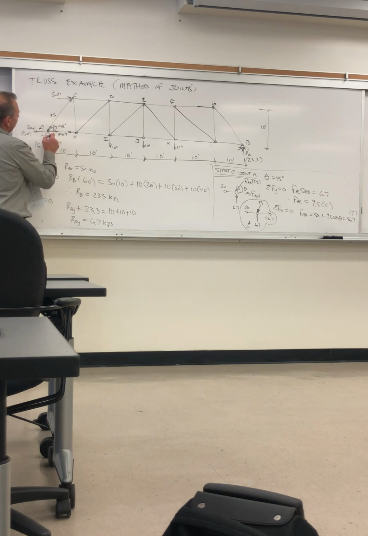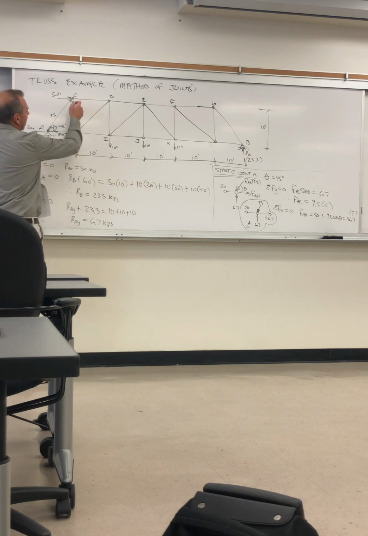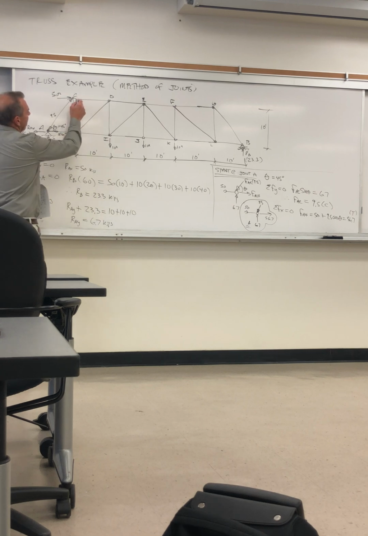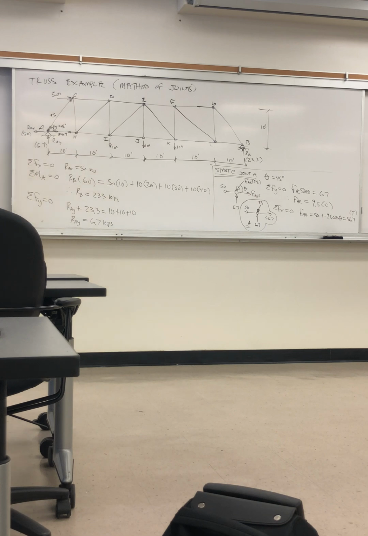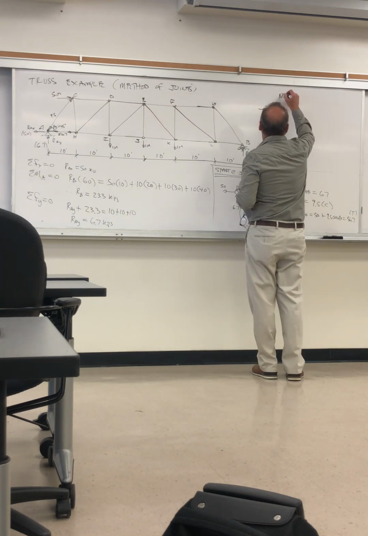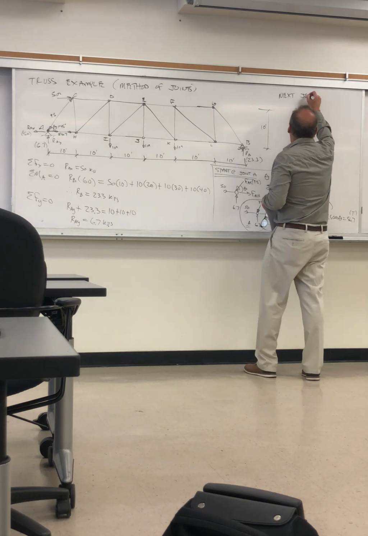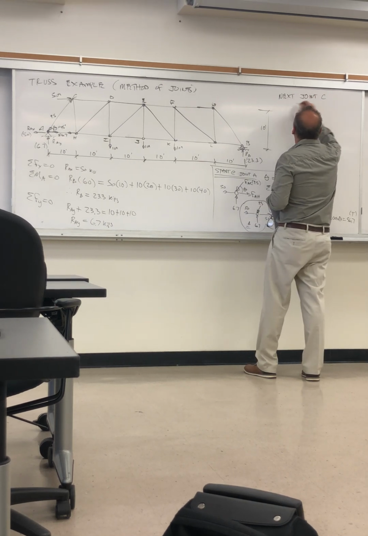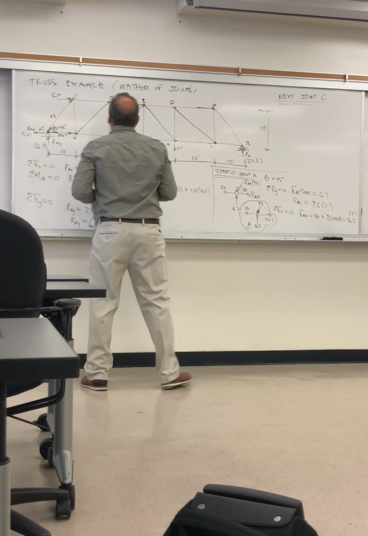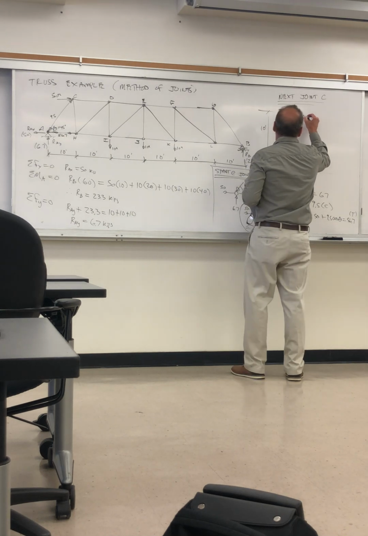So now I can see that I can go to joint C next, not H, because at H I still have 3 unknowns. I had 4 before, but there's still 3 unknowns, right? But at C we have 2 unknowns, so I can solve everything in C. So let's say next joint C. Draw everything. Here's joint C.